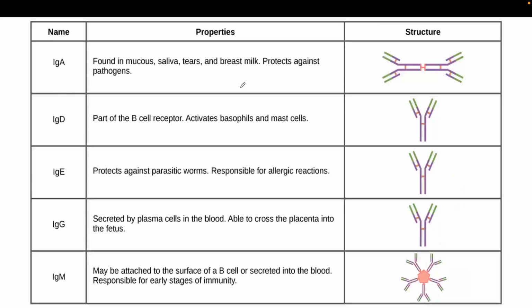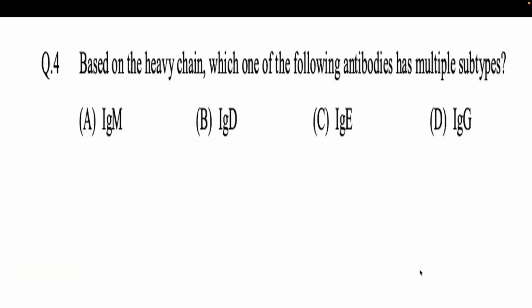So these are the different classes of antibodies, their properties, and their structure. IgA is basically found in the secretory form. IgD is present on the B cell receptor. IgE activates basophils and mast cells, protects against parasitic worms, and is responsible for allergic reaction. IgG is secreted by plasma cells in the blood and is able to cross the placenta into the fetus. IgM may be attached to the surface of B cells and secreted into the blood, responsible for the early stages of immunity. It is pentameric in nature, IgA is dimeric, and the remaining will be monomeric.